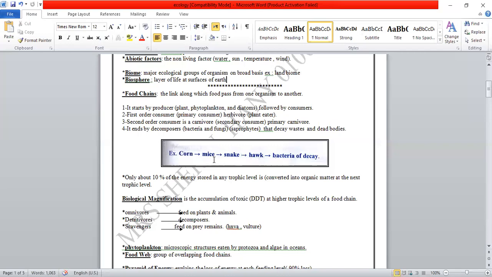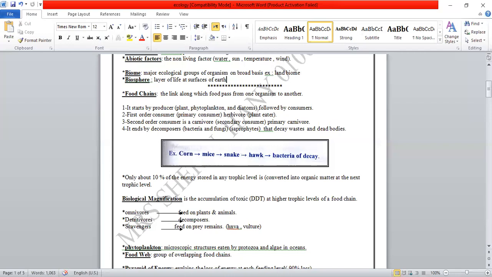Usually the first consumer eats plants. دايما الفيرست كونسيومر هتلاقيه بياكل ايه؟ plants. عشان كده بسميه plant eater او herbivore. دايما الفيرست كونسيومر او البرايمري كونسيومر بيبقى ايه؟ herbivore. يعني ايه herbivore؟ يعني بيبقى plant eater. لكن السكندري كونسيومر والترشري كونسيومر دول بيبقوا animal eaters. يعني ايه animal eaters؟ they are called carnivores. هي الكائنات المفترسه. السكندري كونسيومرز والترشري كونسيومرز دايما بيبقوا ايه؟ carnivores. يعني ايه carnivores؟ اللي هم الانيمال ايترز.